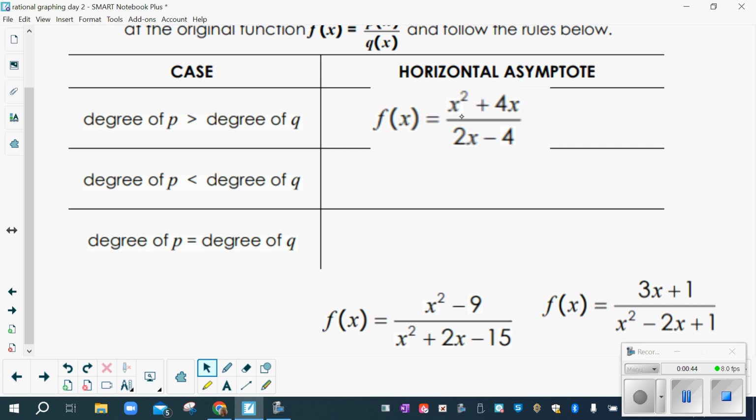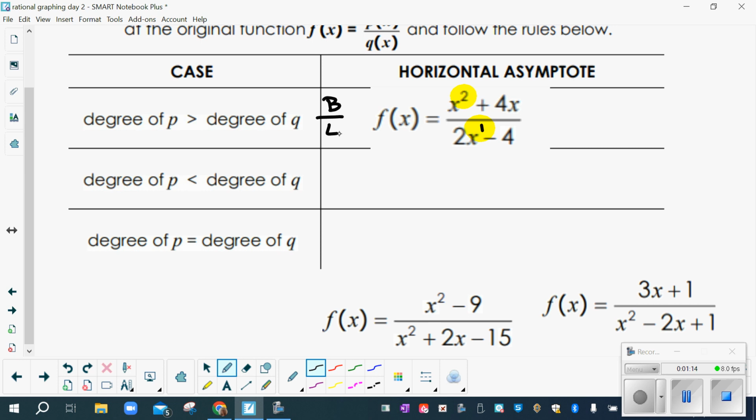And you're like, Ms. T, I don't know what you mean by more powerful. Here's what I want you to notice. I want you to look at his degrees, right? So check this out. This guy's degree is 2. And this guy's degree is pathetically only 1. The top guy is the powerful guy. He is the big guy. I remember to myself, it's the big guy over the little guy.